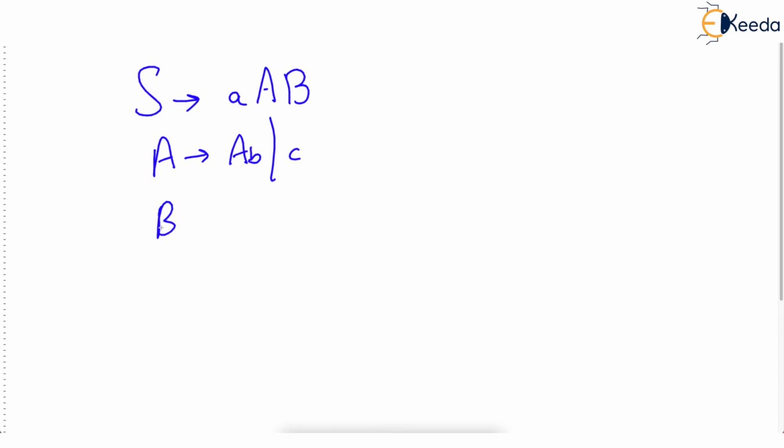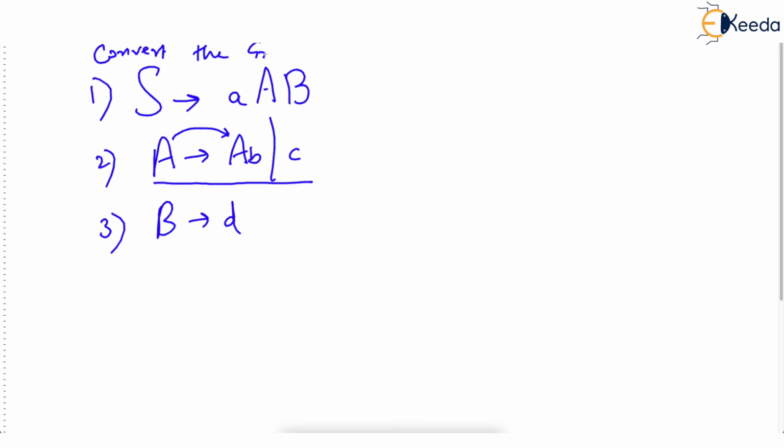As another example, let's write some arbitrary grammar. Let's say S derives A B, and then A derives A B or C, and B derives D. Now in these productions, you can easily see that the second production is left recursive. By the way, we have to convert this into GNF. The problem is still the same: convert the grammar into GNF.